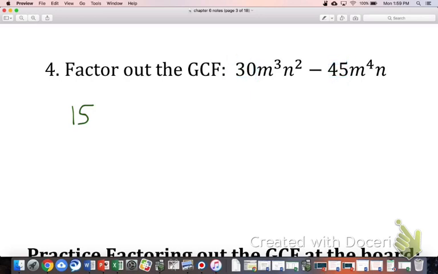So in the first term, I've got m to the third, and in the second term, I've got m to the fourth. I want you to listen really carefully to this question. If the first term is m to the third, the second term is m to the fourth, what do the two terms have in common? Nothing? No, they definitely have something in common. M to the third is what's in common.